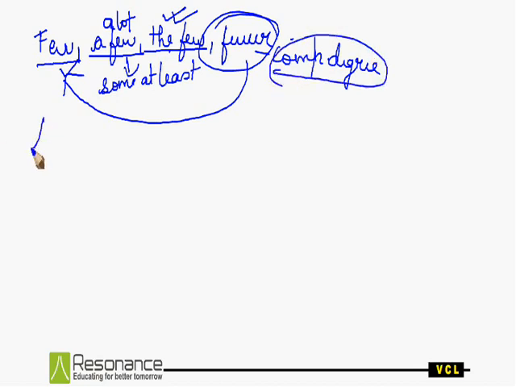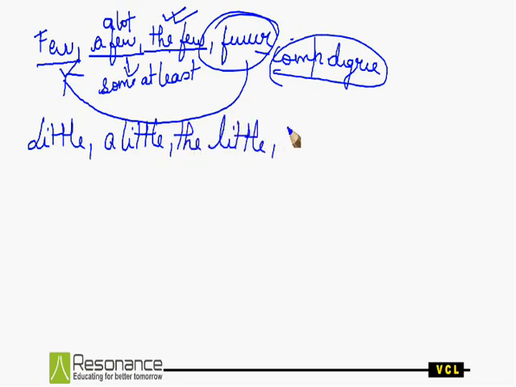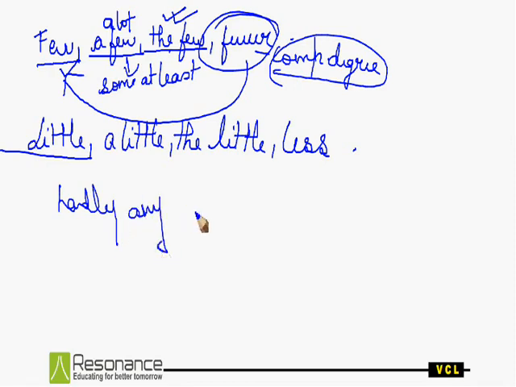Now next comes little, a little, the little, and less. The adjective little, meaning small in quantity, is used for uncountable noun. Little is a negative adjective which refers to hardly any. Avita speaks little English.